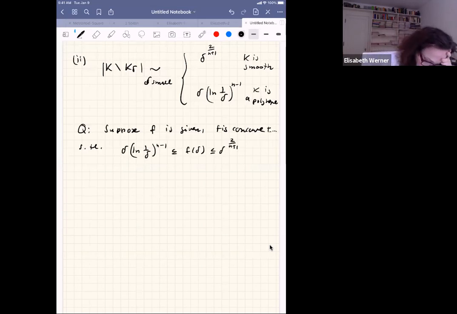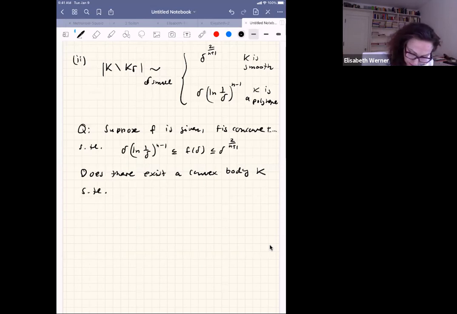Does there exist a convex body K, which will of course depend on f, such that the volume difference between this body and its floating body is that function? So that's the question.